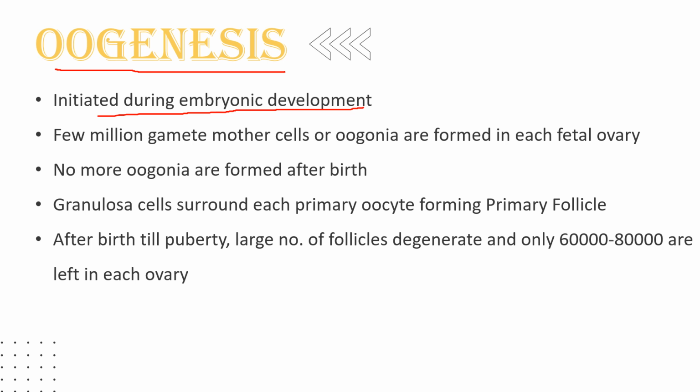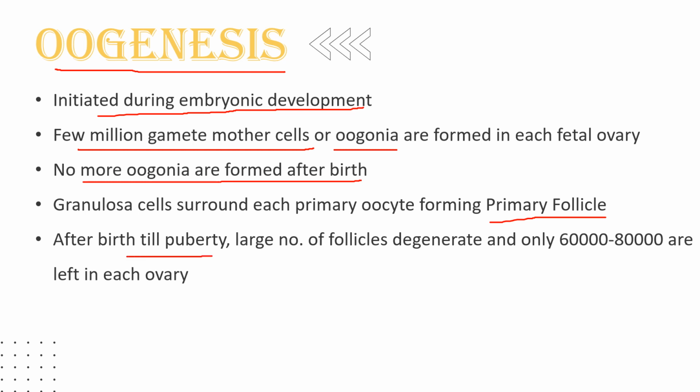So a few million gamete mother cells or oogonia, these are formed in each fetal ovary before even the child has taken birth, and no more oogonia are formed after birth. Granulosa cells surround each primary oocyte, forming primary follicle, and after birth till puberty, large number of these follicles will degenerate and only 60 to 80,000 are left in each ovary to reach the stage of maturation.